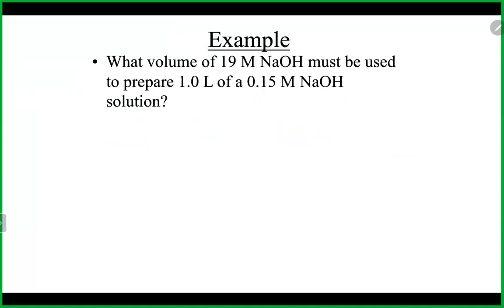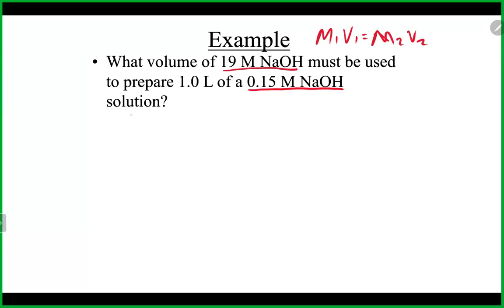Let's take a look at one here. All right, what volume of 19 molar sodium hydroxide must be used to make 1 liter of a 0.15 molar sodium hydroxide? Just doing a dilution. We're starting with a 19 molar sodium hydroxide solution. We eventually want to make something that is 0.15 molar. That concentration is much, much less than what we started with. So this is definitely an M1 V1 equals M2 V2 situation here.